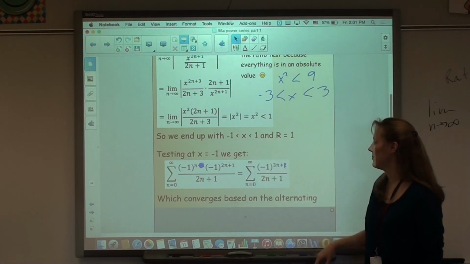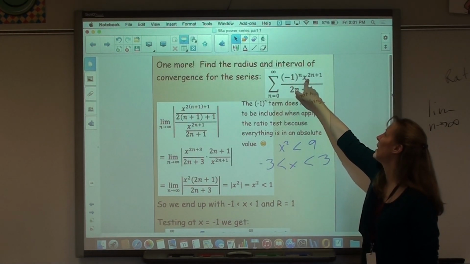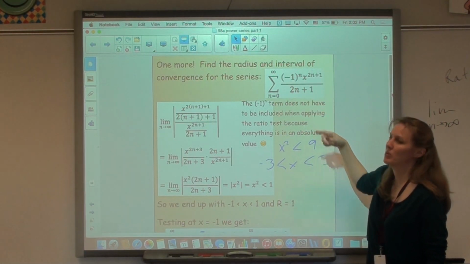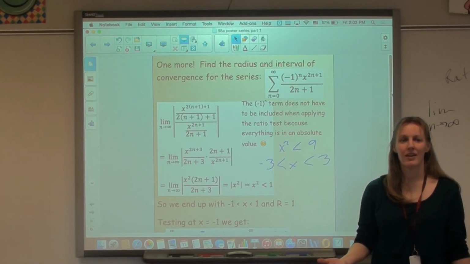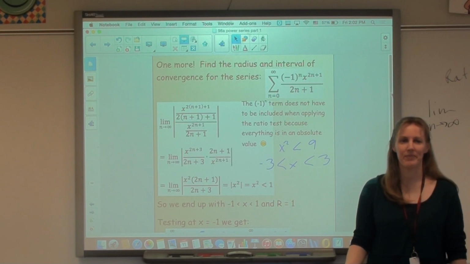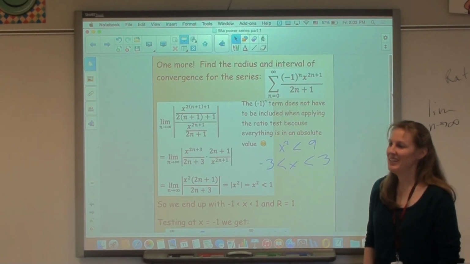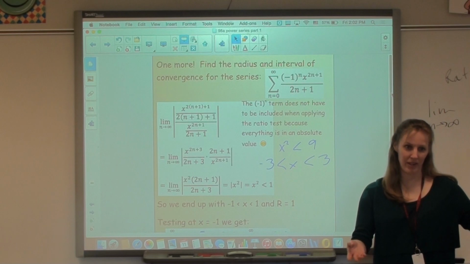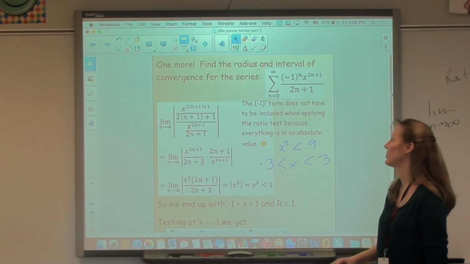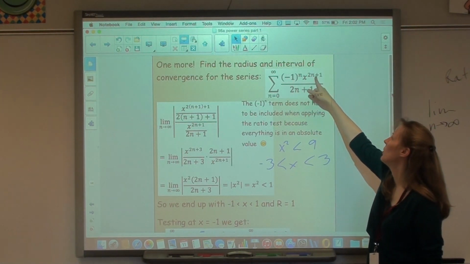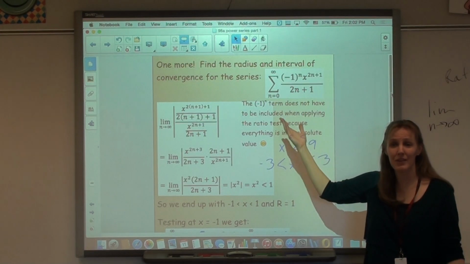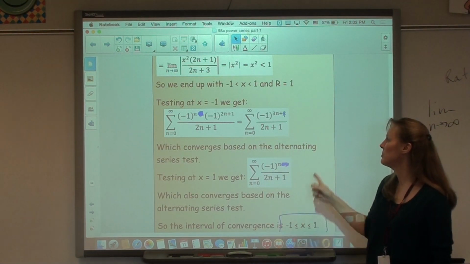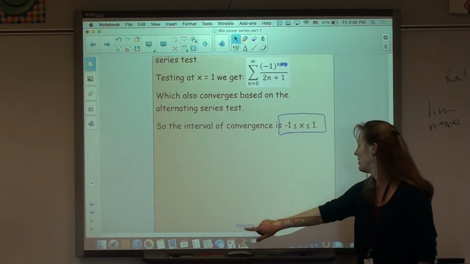What about if you plug in the 1? 1 to any power is just 1, right? So you just get negative 1 over 2n plus 1. Wait, but isn't it infinite? It's okay, it's just literally the number 1. The time that it's not is when you have that 1 plus 1 over n. So 1 to the n power is 1, so you end up with negative 1 to the nth over 2n plus 1, which is another alternating series, which still converges based on the alternating series test. Which means both endpoints work, and you end up with that.